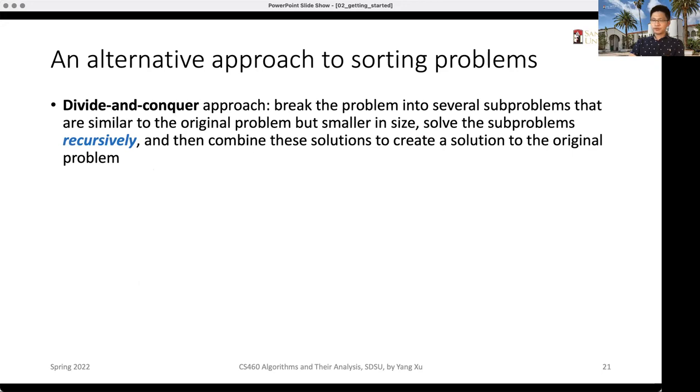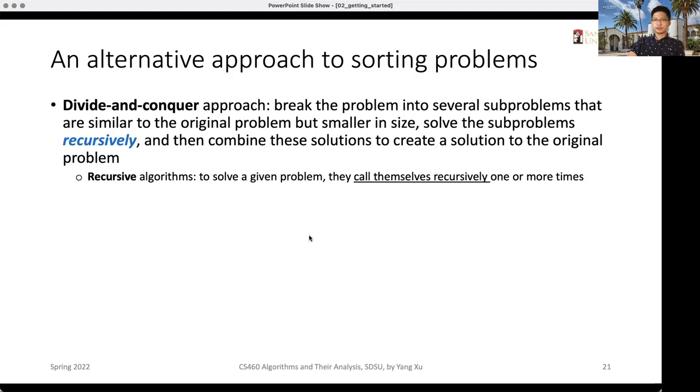For this type of algorithm, as the name indicates, we take the original problem and break it into several subproblems. Each subproblem is similar to the original problem, but only smaller in size. That means we can solve the subproblems recursively, and then combine the solutions to create a solution to the original big problem. There will be several steps for defining a divide and conquer algorithm. Here the recursive term means that in order to solve the problem, we can call the algorithm recursively one or multiple times.